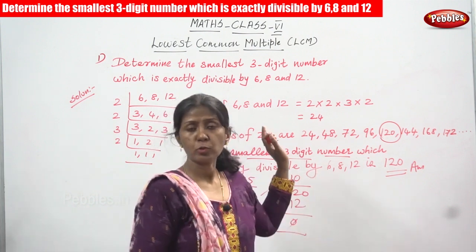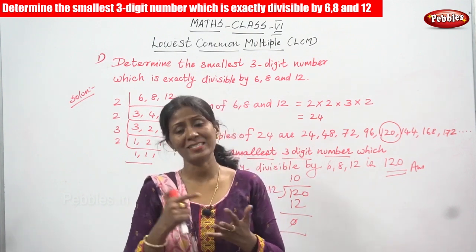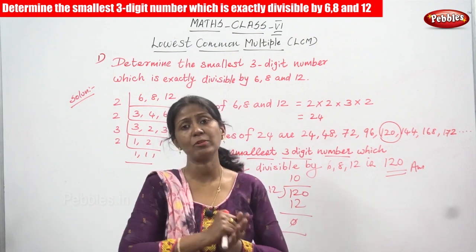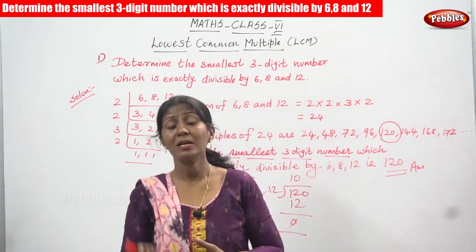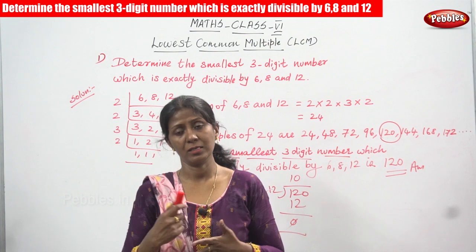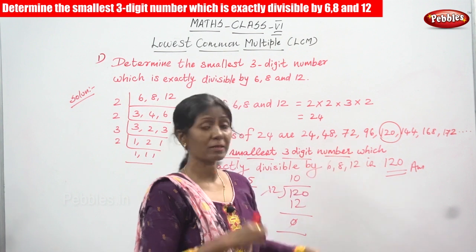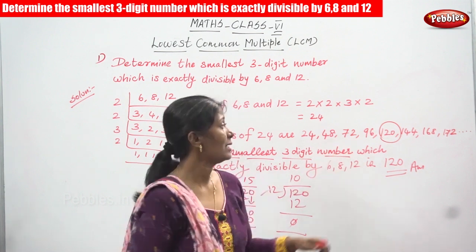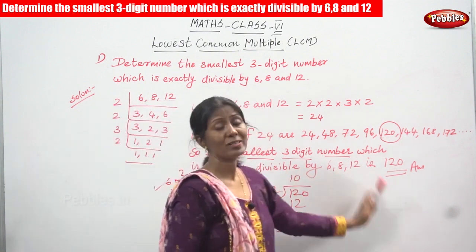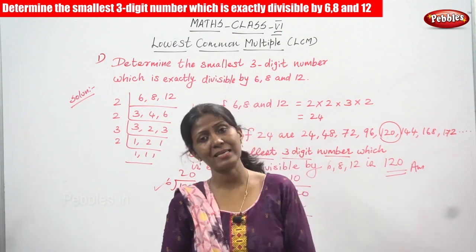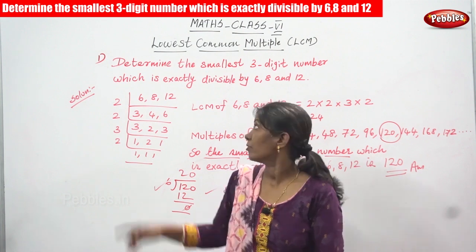So for this particular sum, we use LCM. First you find the LCM of 6, 8 and 12, which is nothing but 24. Then you write the multiples of 24 to check the numbers. We have to find the smallest 3-digit number, that is 120. So 120 is divisible by 6, 8 and 12. So the smallest 3-digit number exactly divisible by 6, 8 and 12 is 120. This is the exact method for this particular sum.